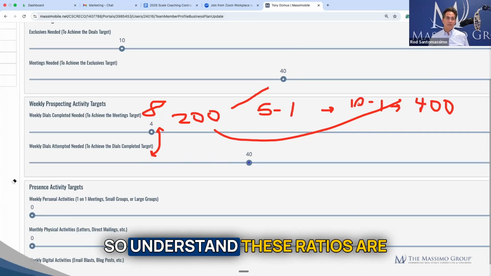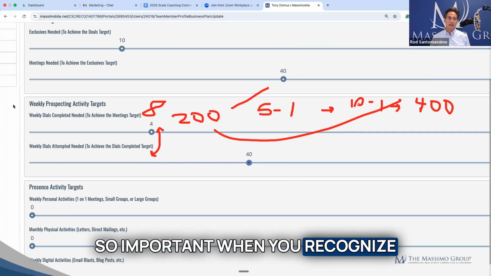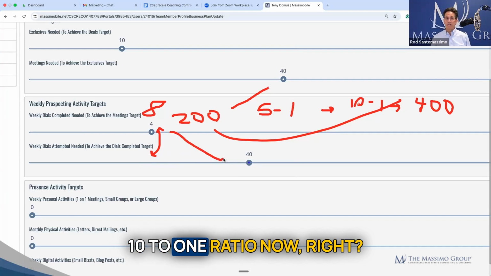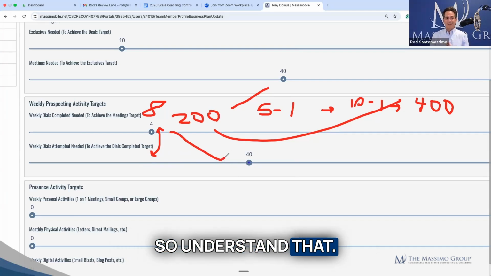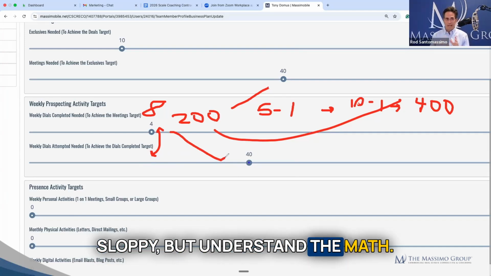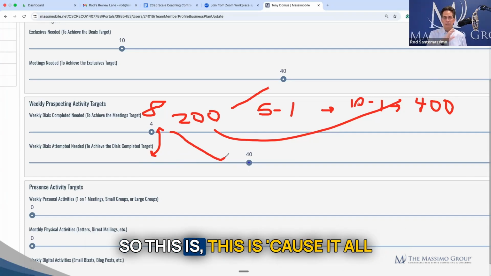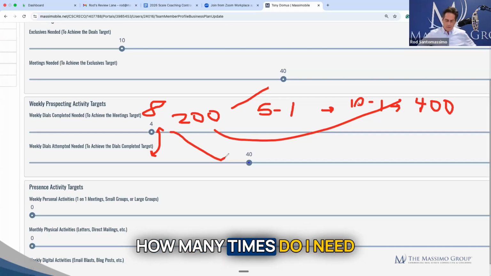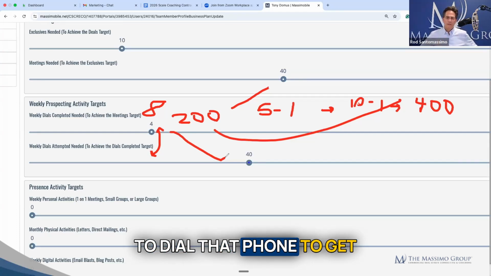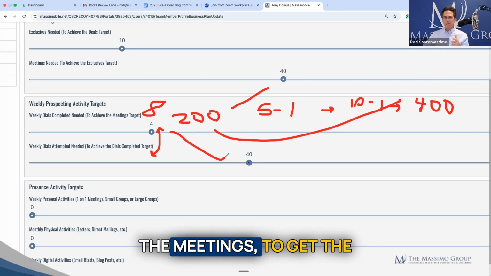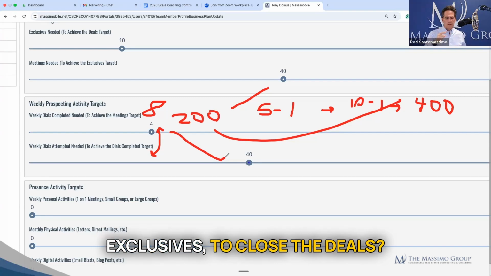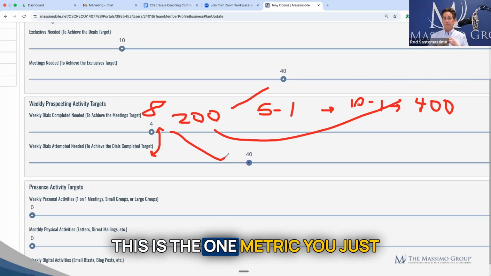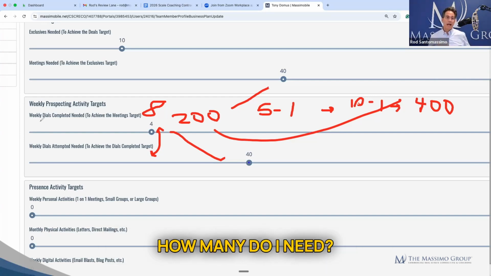Understand these ratios are so important when you recognize what you need versus where you are. I know this is getting a little sloppy, but understand the math. It all comes down to this number. How many times do I need to dial that phone to get the conversations, to get the meetings, to get the exclusives, to close the deals, to earn my commission? This is the one metric you've got to start out with. How many do I need?